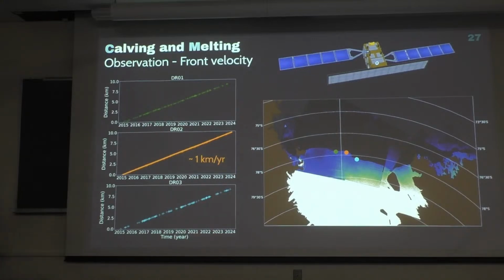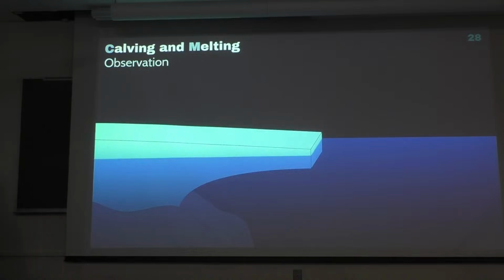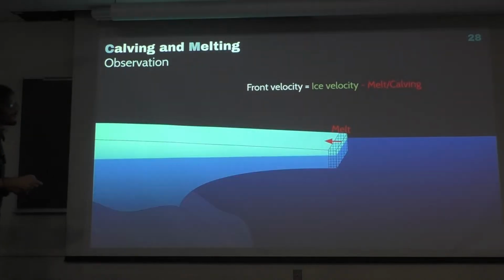So we know that the front of the ice shelf is advancing at a pace of around a kilometer per year. But we are interested in melting and calving, so we miss some data here, and I want to explain why. We know that the ice in the ice shelf has some velocity, so it should advance at some pace. In this case, the speed of the front is equal to the speed of the ice. But in reality, there is melt and calving happening at the front, so you remove material. And if you remove material, the speed of the front has to be equal to the velocity of the ice minus the calving and melting that is happening at the front.